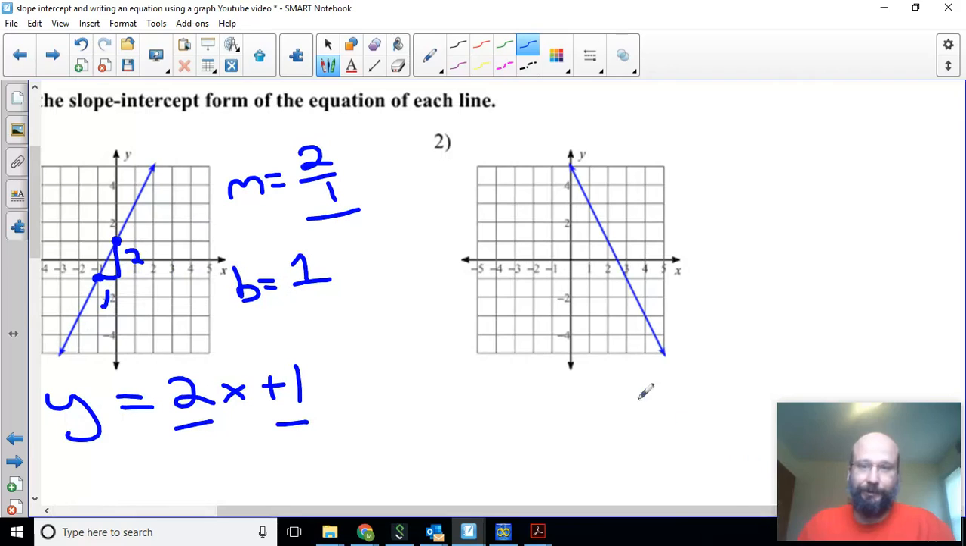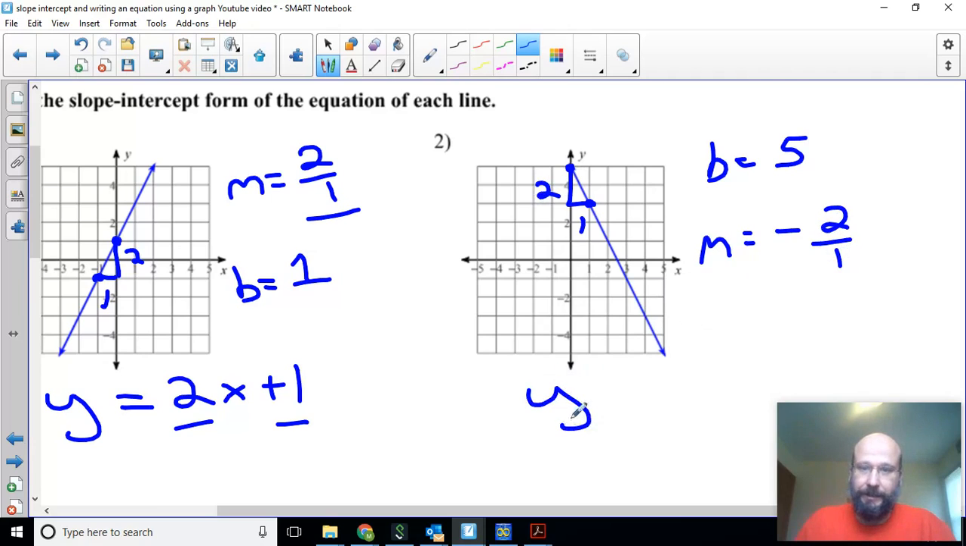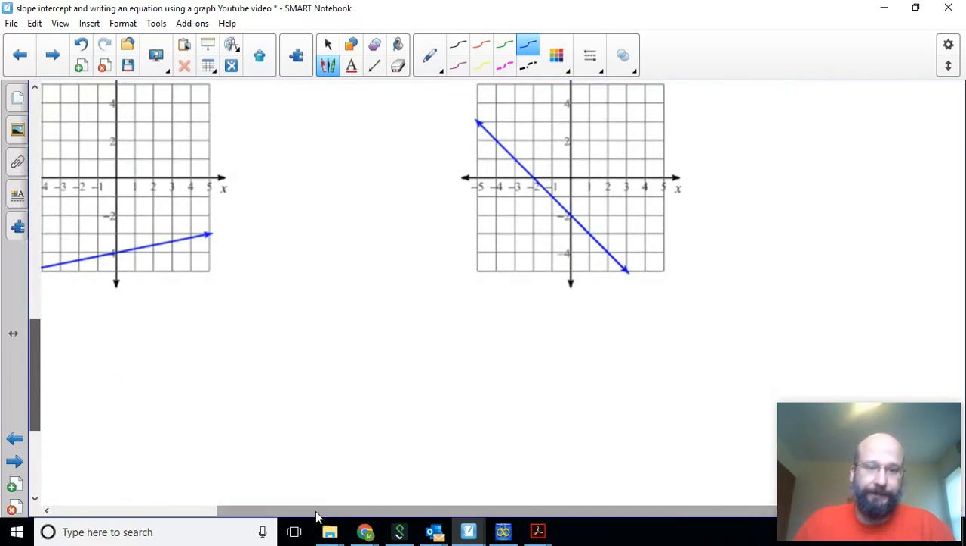So if we do the same thing for this one, we need to find our b and find our slope. Our b is going to be easy. It's right here. So that is positive 5. For our slope, we're going to pick another point. This point looks good here. We're going to connect them, and we're going to count. That's 1, 1, 2. So again, our slope is negative 2 over 1, or just negative 2. So if we were to use this to write our equation, it's y equals negative 2x plus 5. You do the same 2 steps over and over again.